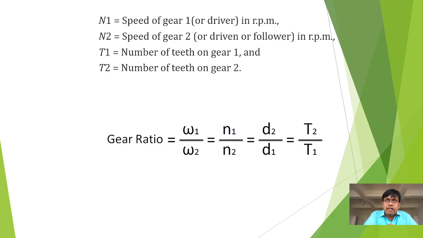Gear ratio is defined as the ratio of omega 1, the angular velocities of driver to the driven, that is omega 1 by omega 2 will be equal to N1 by N2, that will be equal to D2 by D1, that is equal to T2 by T1. You see here the relation between the speed of the gear and the number of teeth are inversely proportional.